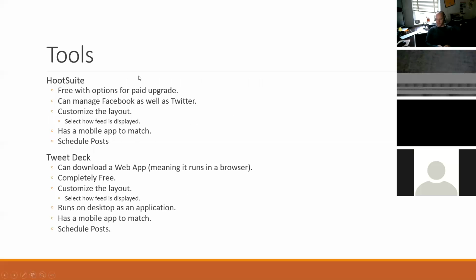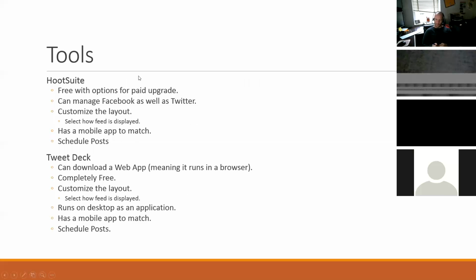Hootsuite, as I said, it's free with options for a paid upgrade. You can manage your Facebook as well as Twitter. You can customize the layout. What I mean by that is you can create columns based on what you want to see. It has a mobile app that you can use on your phone that matches. And you can schedule posts. That's a big thing.